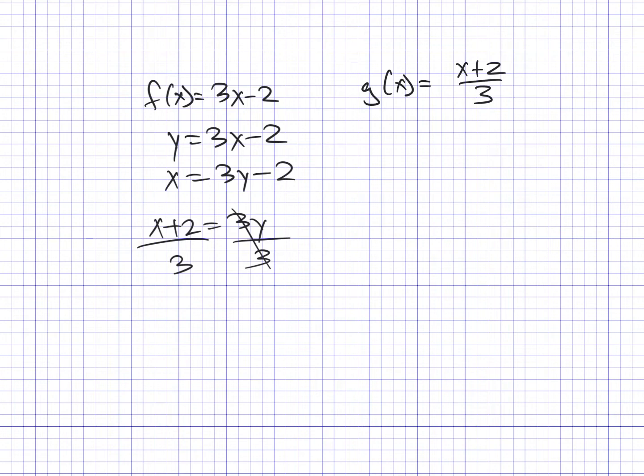But does that mean that the inverse of g of x is going to be 3x minus 2? So switch both of those and solve for y. All right, multiply by 3 and subtract the 2.